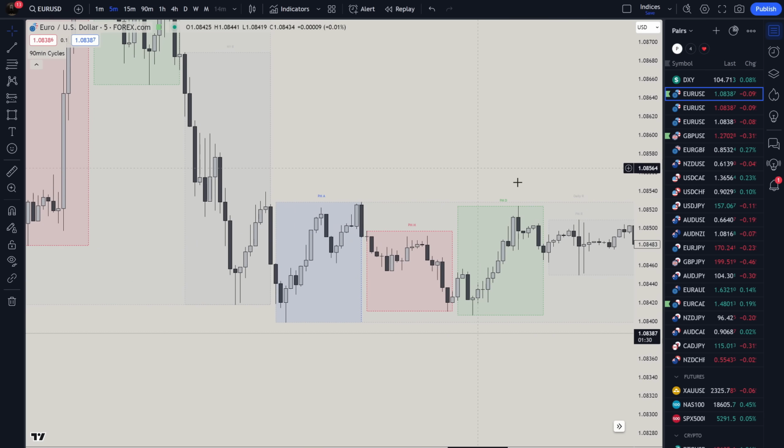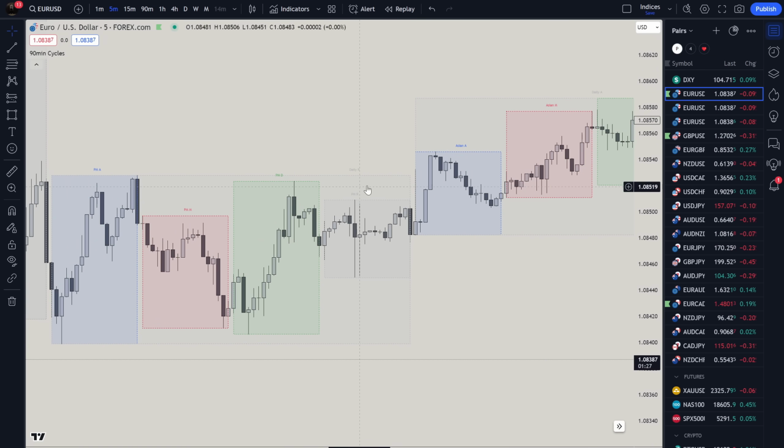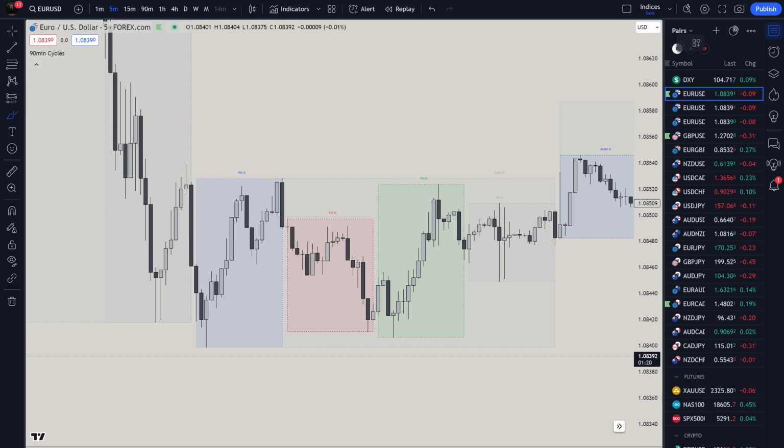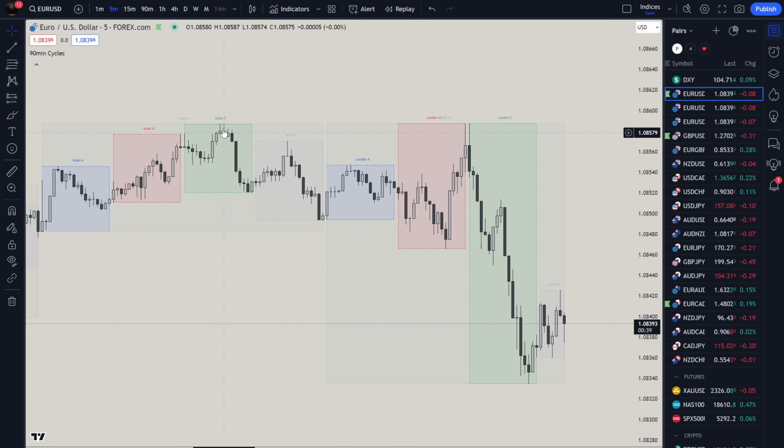You could also use this to identify your daily manipulation, daily accumulation, daily distribution, as well as one important thing, which is look for SMT. And I might do another video about this, but look for SMTs between the quarters, between the 90-minute cycles. So you see, we could have looked for an SMT here, also an SMT here, for example. So anytime we have an SMT at a POI and between different cycles on the 90-minute time frame, we can use this indicator to help us. And you could use those levels, the 90-minute cycle high and low, for liquidity sweeps.